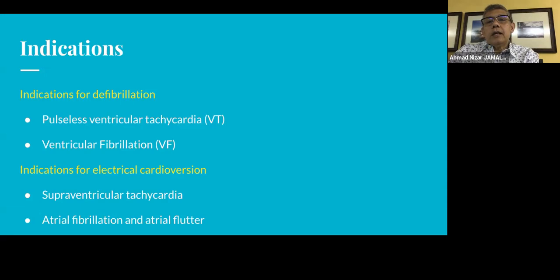Next slide. The indication for defibrillation is ventricular tachycardia or ventricular fibrillation. The indications for electrical cardioversion are supraventricular tachycardia, atrial fibrillation, and atrial flutter. You may consider ventricular tachycardia with a pulse as a cardioversion as well. Next slide.